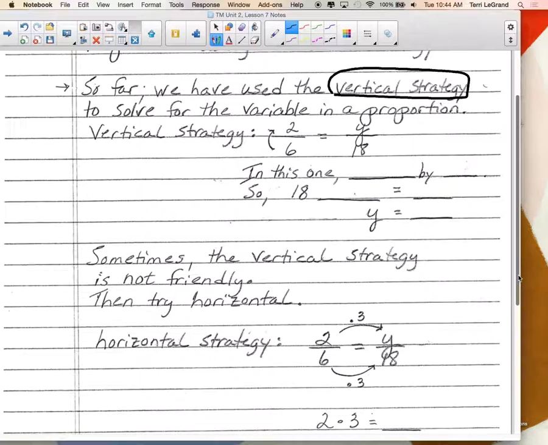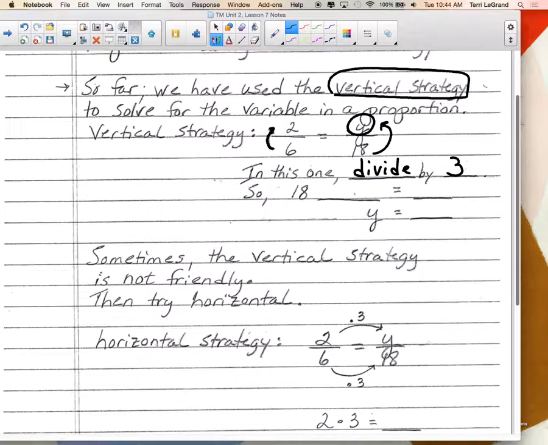In this one, I think here's maybe where we're having a little bit of confusion, so I need you really to pay attention here. If we need to find y, that's what we need to find in this one, we need to be able to go from 18 to y. What do we have to do to 18 to get y? Well, we look at the other ratio and see what we had to do to get from the denominator 6 to the numerator 2. What do you have to do to 6 to get 2? Divide. We divide by what? 3. We need to divide by 3.